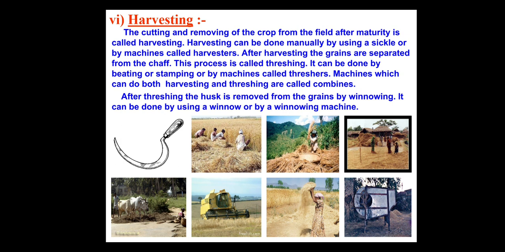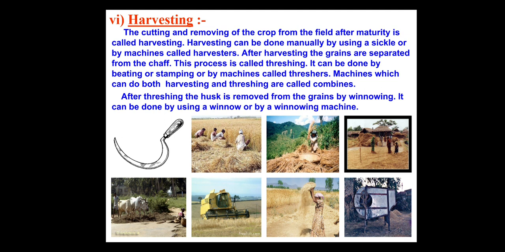At the end of the Kharif or the Rabi season, the harvest is ready. Harvesting is the cutting and removing of the crop from the field after maturity. Suppose we want seeds, then the seeds are removed. We want the fruits, fruits are removed. We want the leaves, leaves are removed, and so on. So that is what is actually harvesting. Nowadays, harvesting is done by machines called harvesters. Previously, it was mechanically done using a sickle.